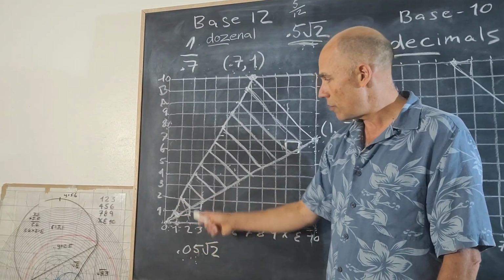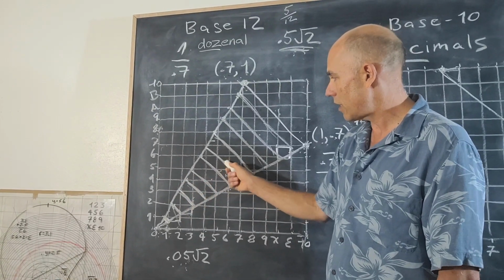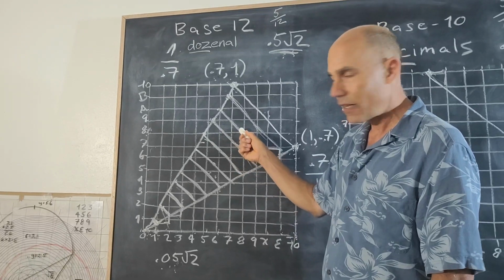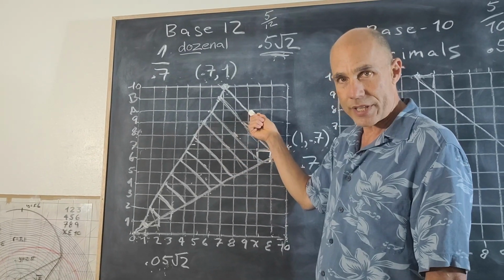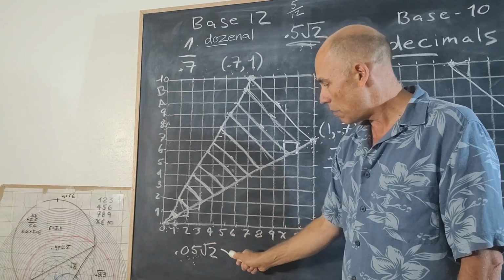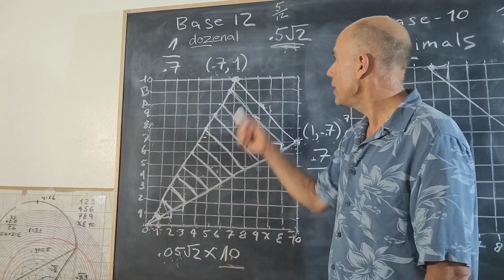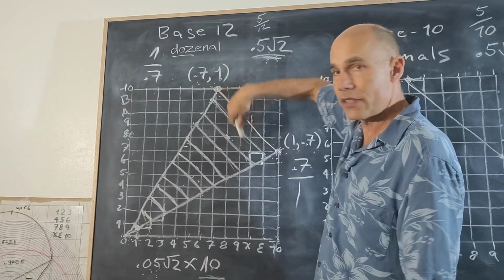And then this line is going to be 3 times that length, then 4, 5, 6, 7, 8, 9, dec, el, and then a dozen, or 12. We multiply 0.05 root 2 by a dozen. That's what a dozen looks like. And then we get 0.5 root 2, which again is the length of that line.